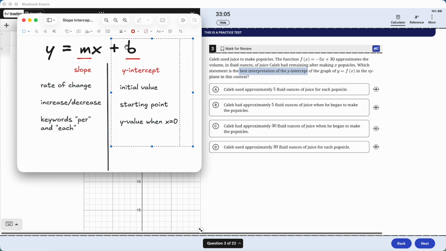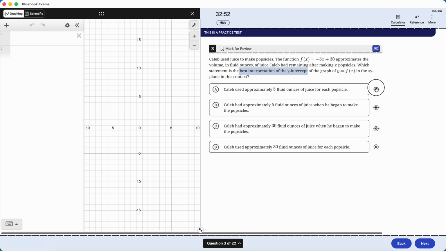So what do we want to think about our y-intercept? The initial value, the starting point, right? So it's 30. You got to identify the number first so you know not to pick A or B. And then we want something that says initial or starting, and that's going to be C in that case, right? When he began, right? So that's it. D has the keyword for slope, each, right? So that would be wrong.